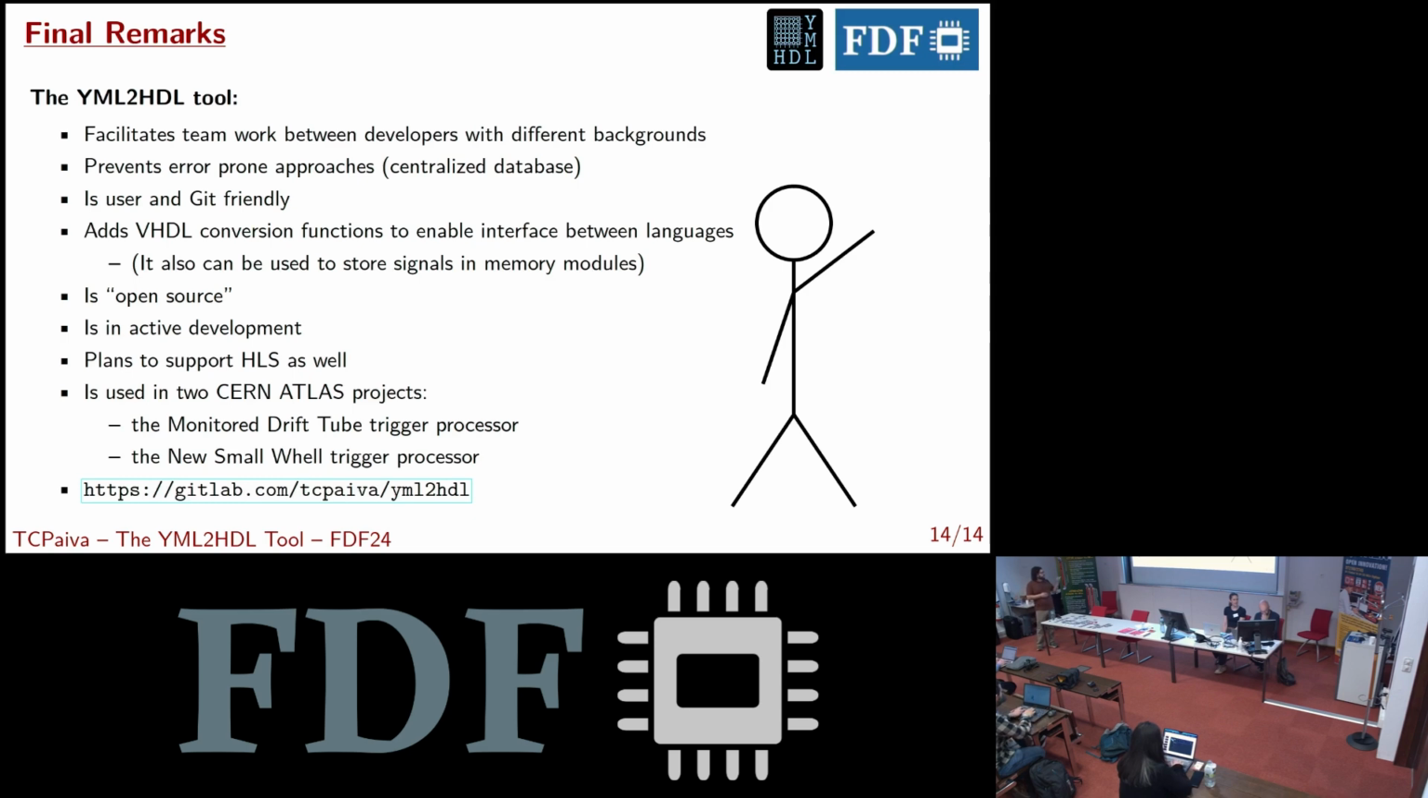And for the New Small Wheel one, I actually use that for a different reason, because the project is only VHDL. But I need to store signals in a memory. So I create a custom type which is well-defined, and then I convert that to a bit vector, store it in the memory, take the vector later, put it back in the record, and I don't need to worry about convert functions.